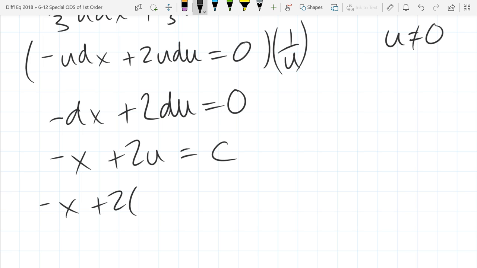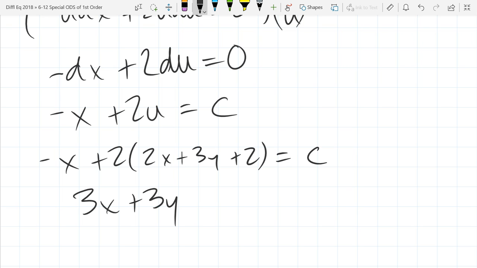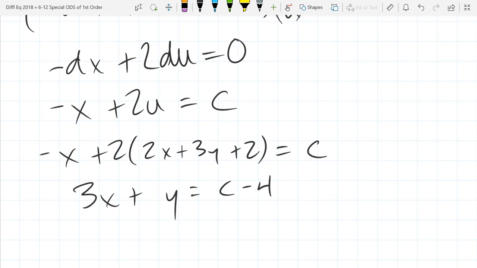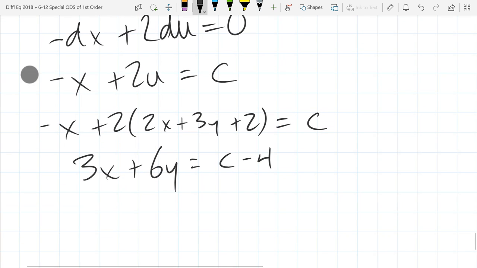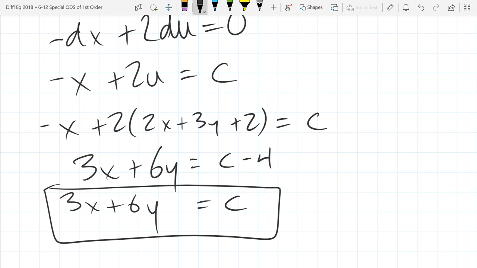So u is 2x plus 3y plus 2. And we can collect everything together, so we got 3x plus 3y. We do have a plus 4, I'll subtract to the other side, c minus 4, but we know that that's just a new constant. It'll be 6y. Sure will be 6y. I'm just going to rewrite this c minus 4 as just constant c. So here's our other solution we get.